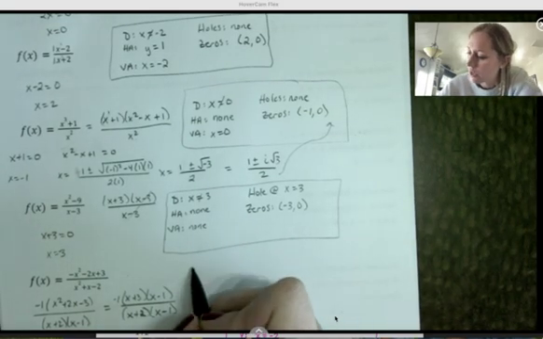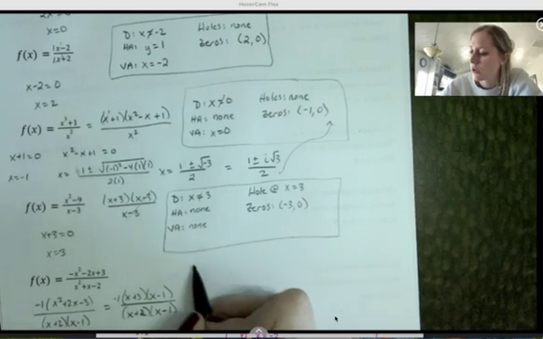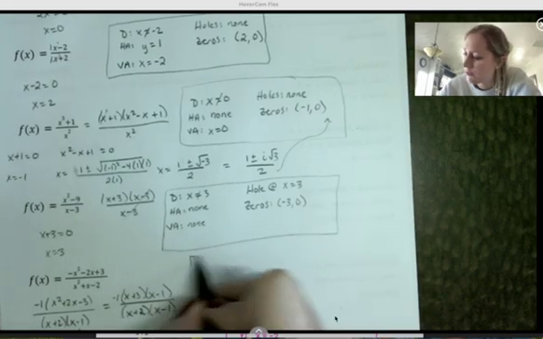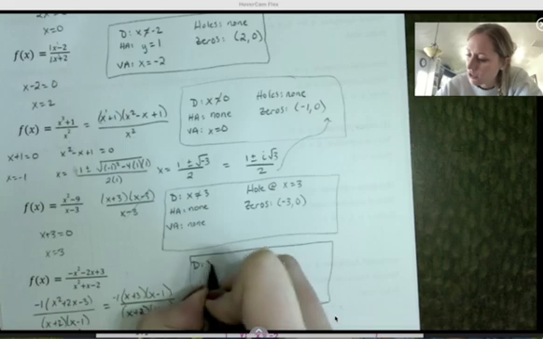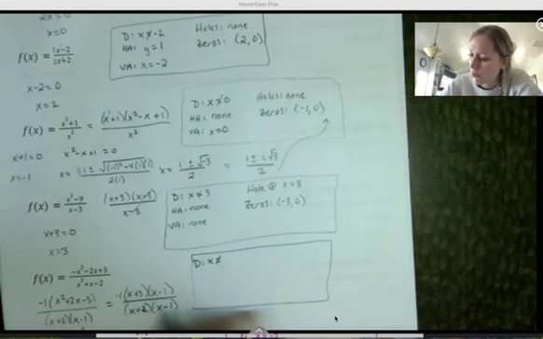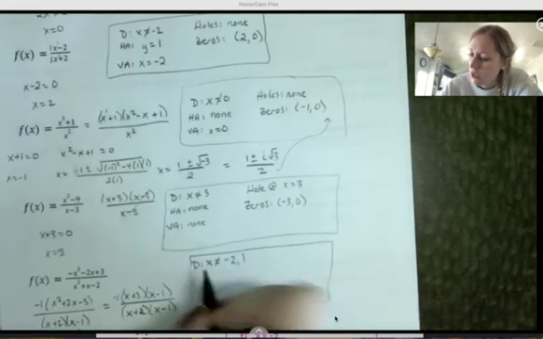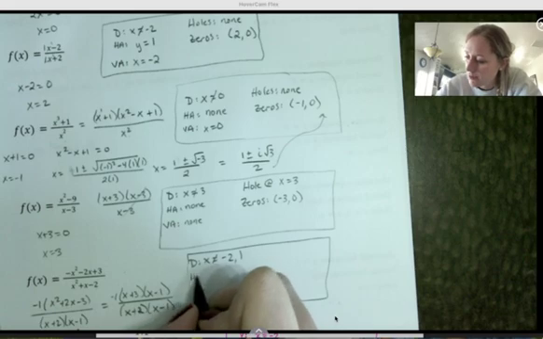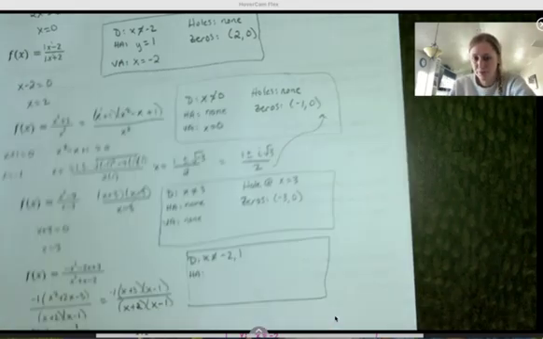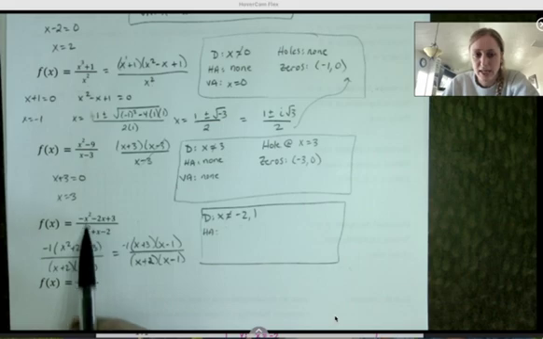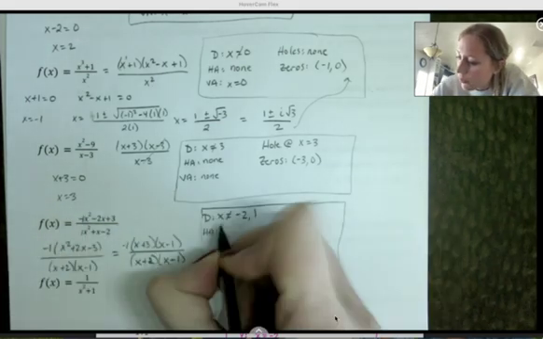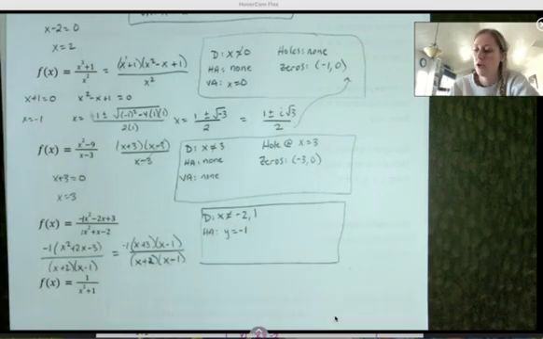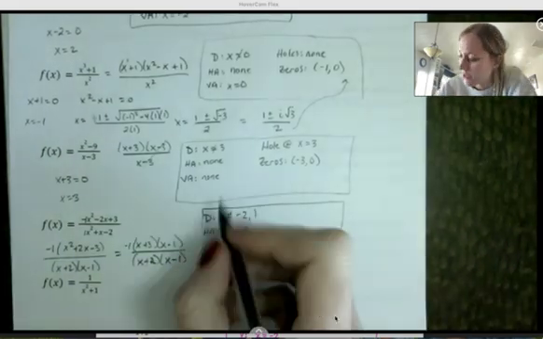So domain, what could x not be? So anything in the denominator that would make our denominator 0. So here I have x could not equal -2 or 1. Vertical asymptote, or excuse me, horizontal asymptote. My degrees are the same, 2. So my leading coefficients are -1 and 1. So y equals -1 when I divide those leading coefficients.